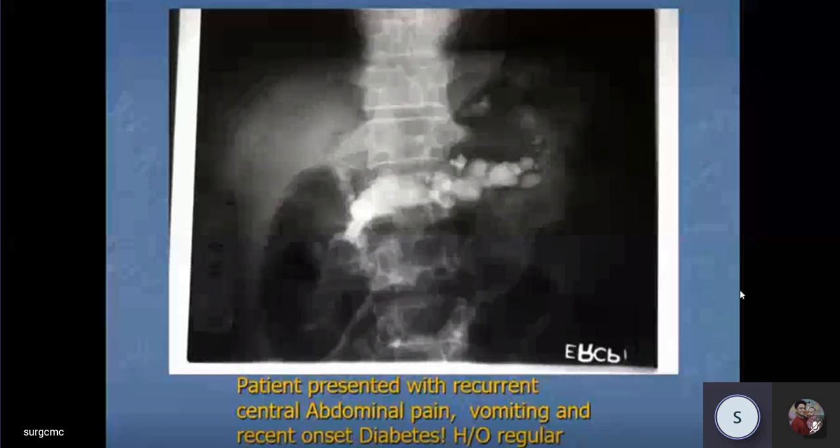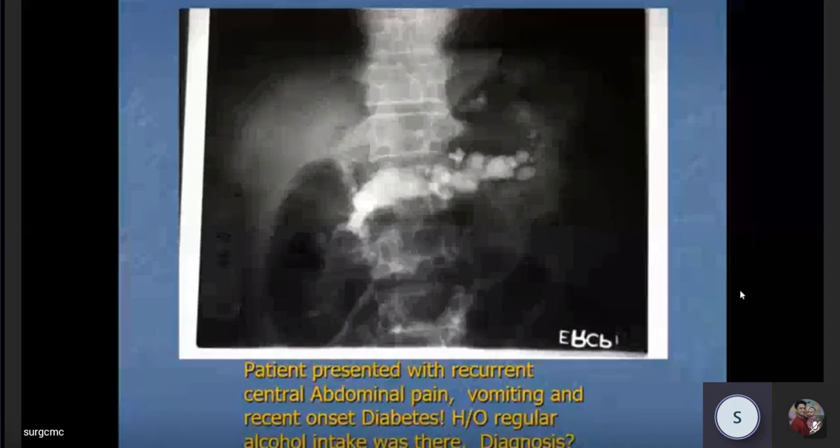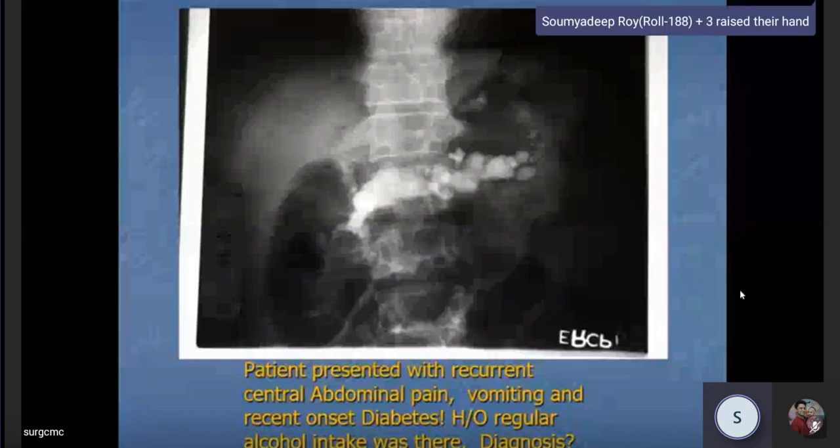I have already given the history. Alcoholic, diabetic, recent onset, that means pancreatic exocrine function is gone. It's a chronic pancreatitis. You will get this kind of radio opaque shadows crossing right to left, a bit upward direction in front of the vertebrae. That is calcific pancreatitis or pancreatic calculi, pancreatic duct calculi.